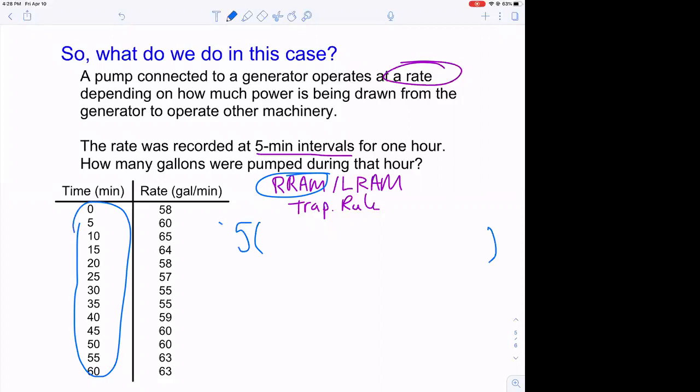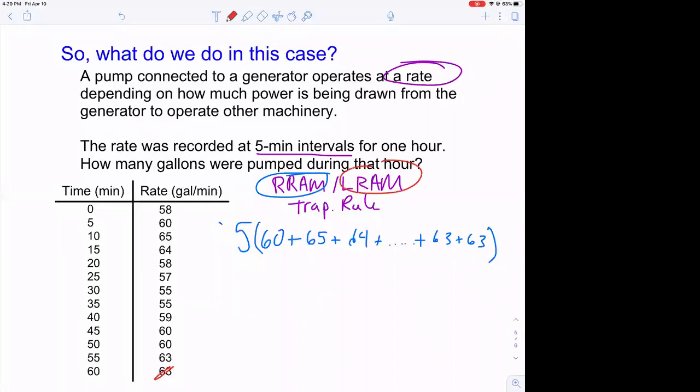With RRAM, we'd skip the first one, so that'd be on the left side. And then we just do 60 plus 65 plus 64 plus dot, dot, dot, all of those plus 63 plus 63, right? That's what that would be. If we want to do LRAM, it'd be the same thing, but you just wouldn't use that 63. So I don't think I'm going to focus on that one.